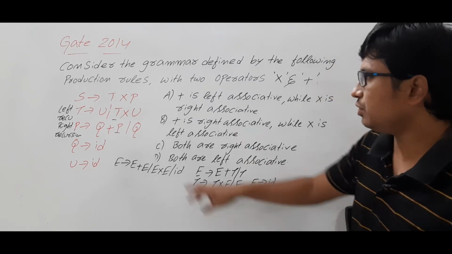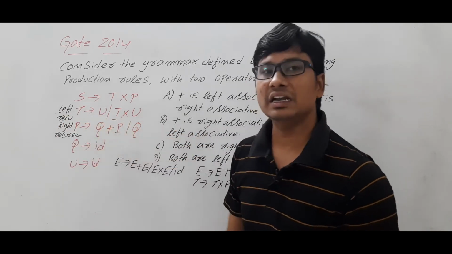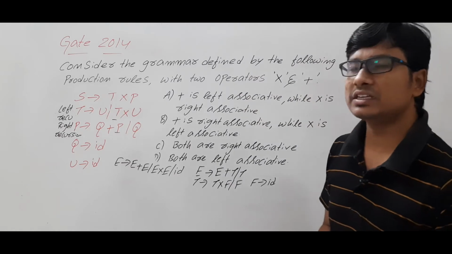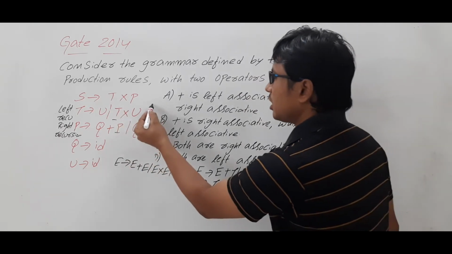So similarly, if you look at this grammar's production, multiplication is doing the left recursion. So what can I say about the multiplication? Multiplication is left associative.